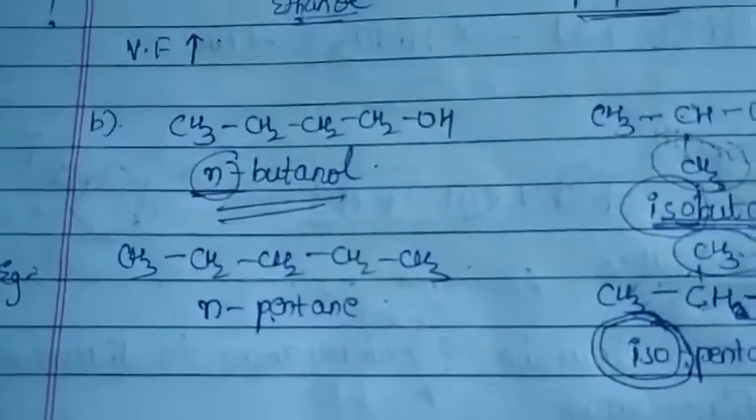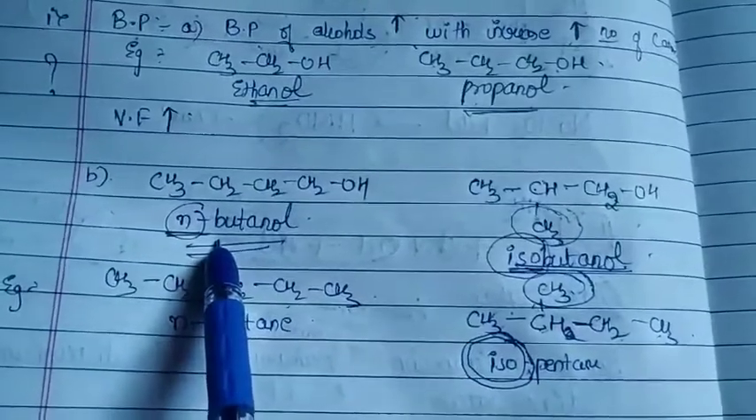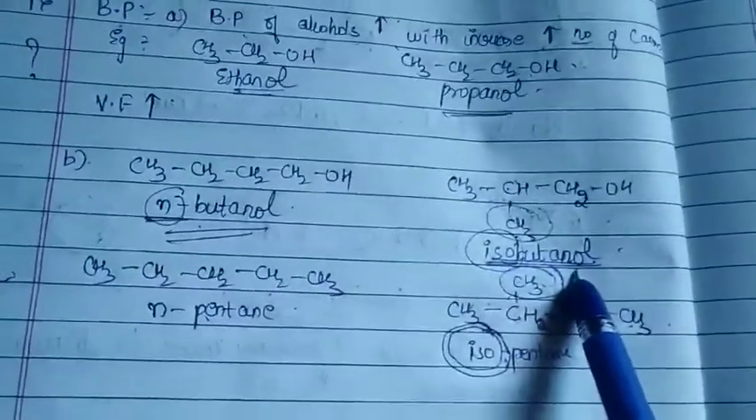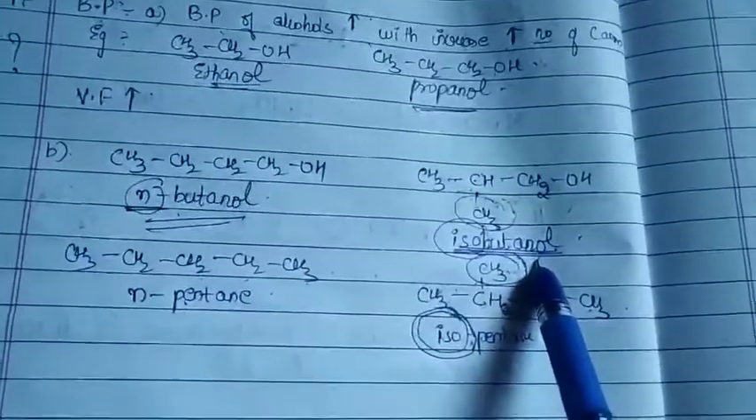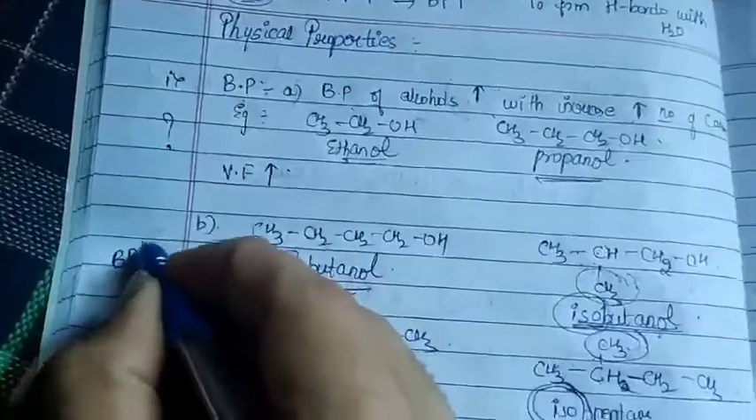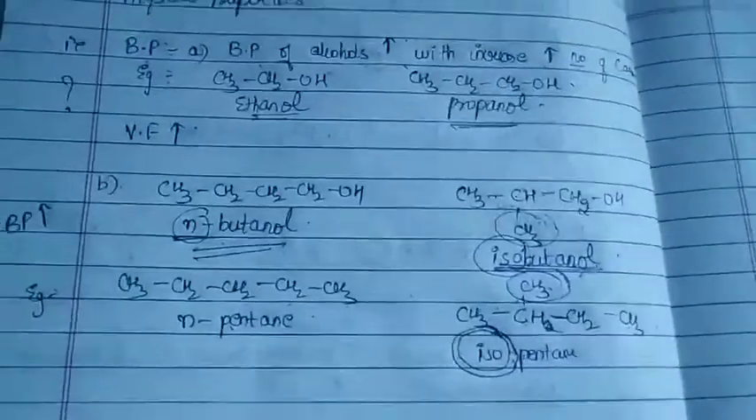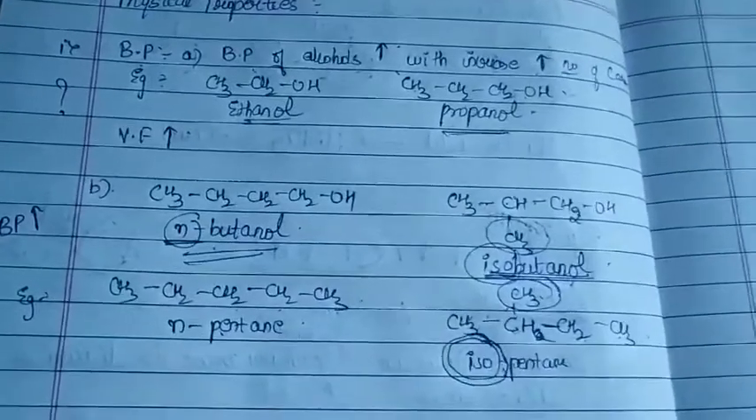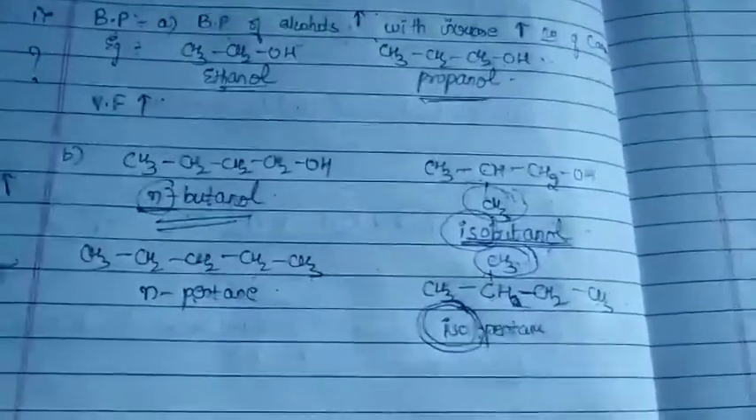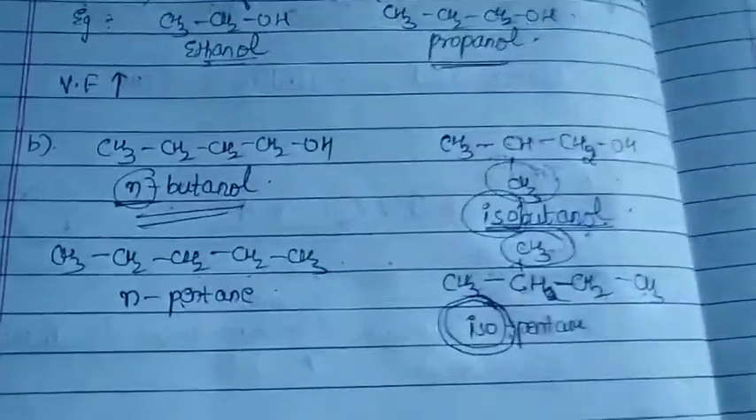I repeat my question. You have been given n-butanol and isobutanol, and you have been asked which of these two structures has the highest boiling point. What is your answer? I will give you a hint. It is similar to what we observed in the chapter on haloalkanes, in the physical properties: a straight chain and a branching.